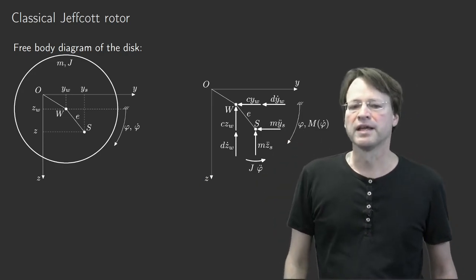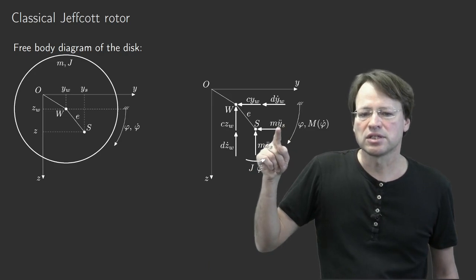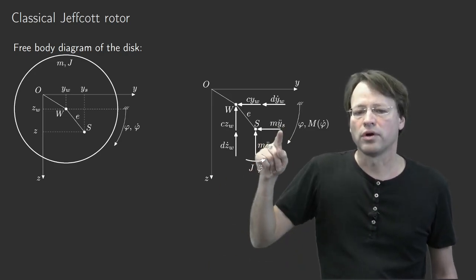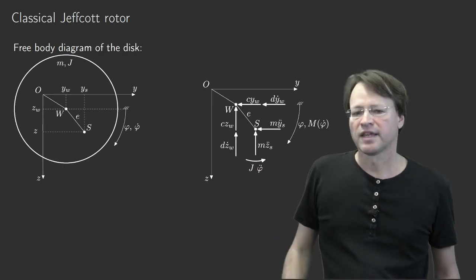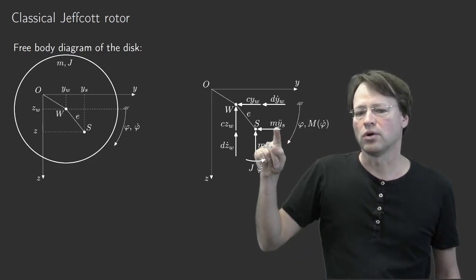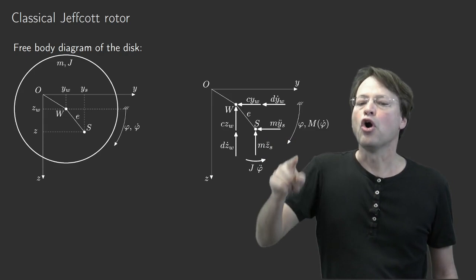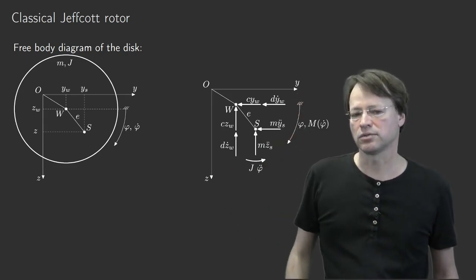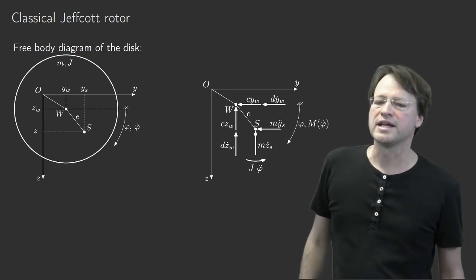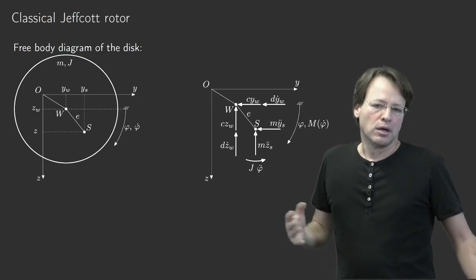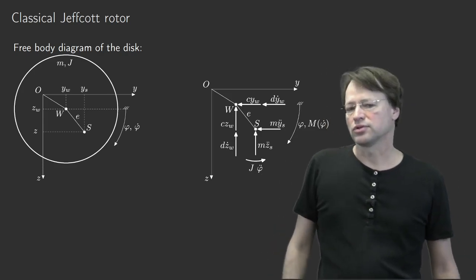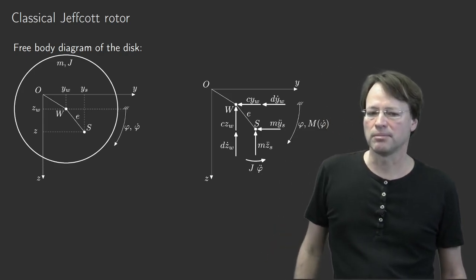rotation of the rotor. And finally, we see the second order derivatives, so the accelerations of the coordinates of point S for the inertia forces, and also the inertia forces point opposite to the coordinate directions Y and Z, because we consider D'Alembert forces, the forces in the sense of D'Alembert.